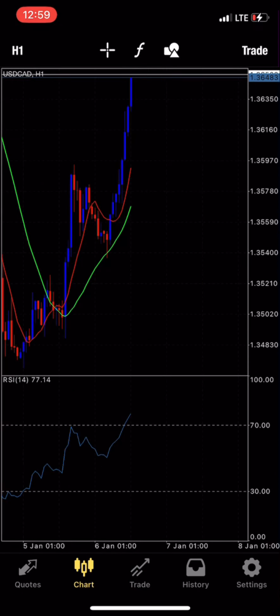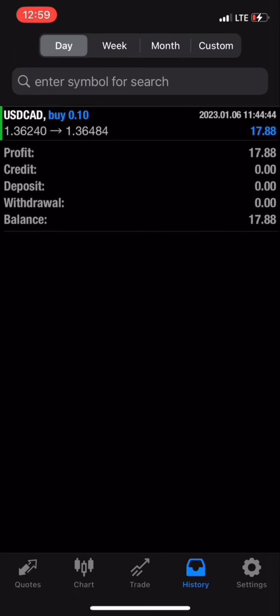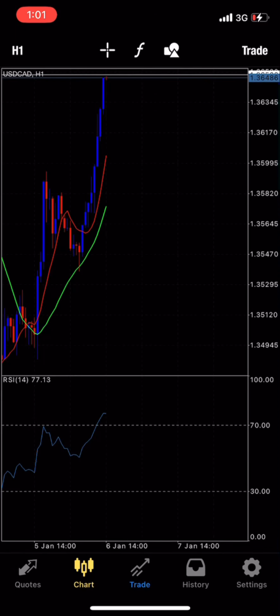So as you can see right there, price has already hit our take profit. As you can see, $17.88. Although anyway, I can't complain, there's still another day, there's still another trade.